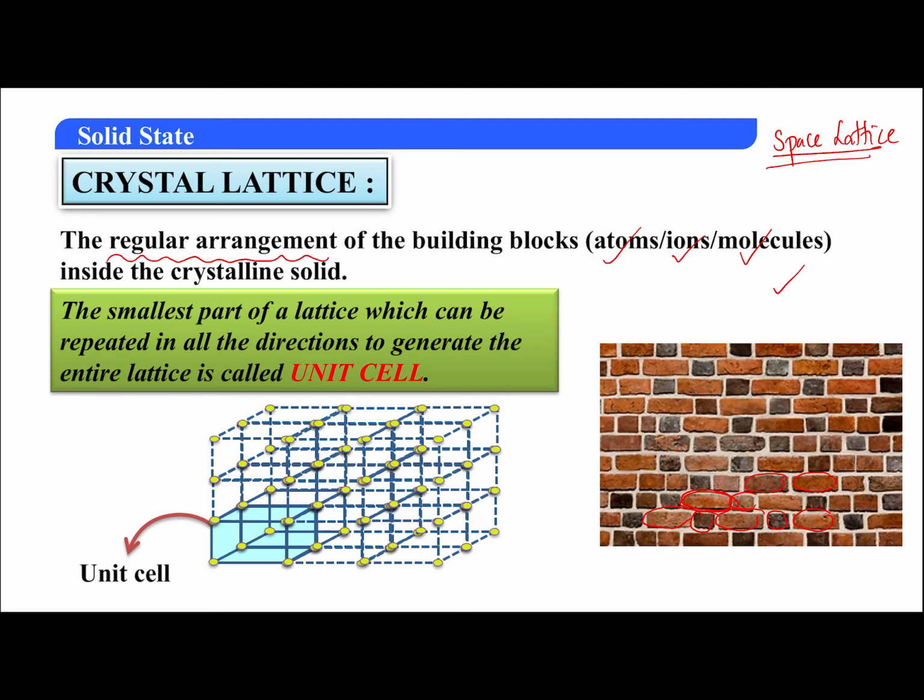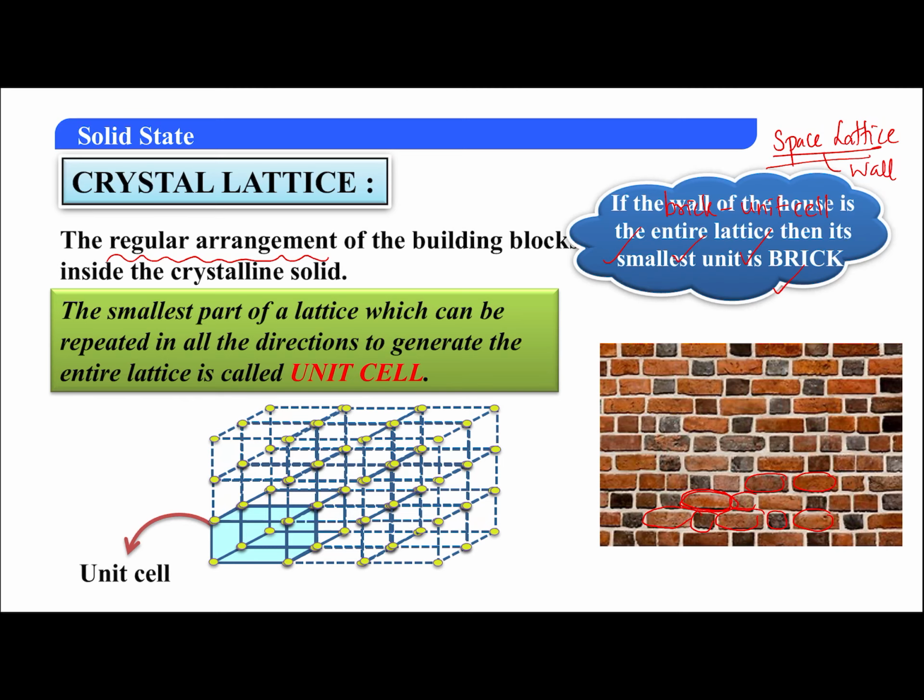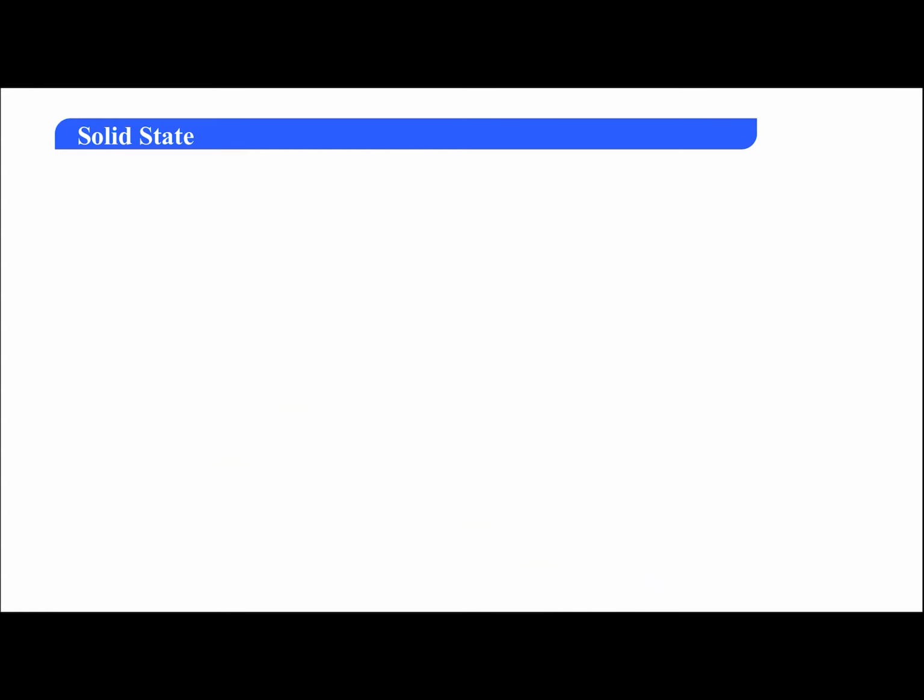So, what is space lattice? Wall. And what is brick called? Brick is called unit cell. So, the wall of the house is called space lattice, and the smallest unit which makes up the wall, the brick, is called unit cell. So, remember brick as unit cell, and remember wall as space lattice. This is how you can correlate and remember this part.